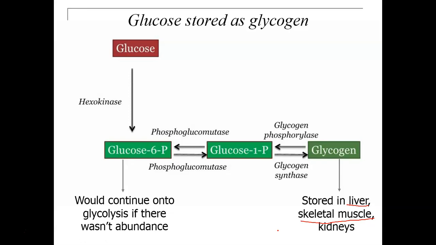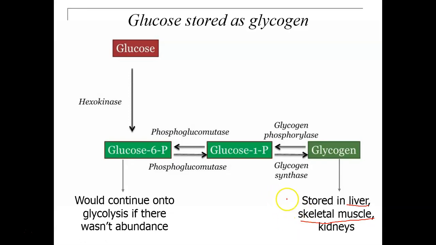Your skeletal muscle is a hoarder, right? Your skeletal muscle will only utilize the stored glycogen for itself. It does not have the ability, because of the lack of the enzyme glycogen phosphorylase. It doesn't actually contain that enzyme.